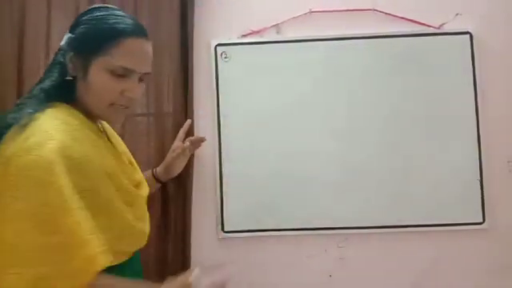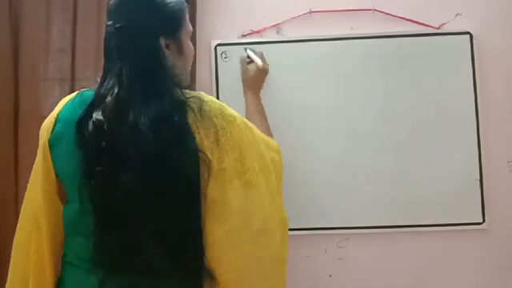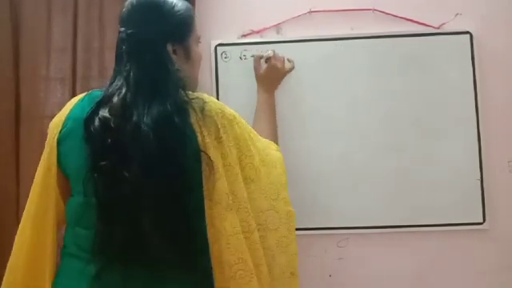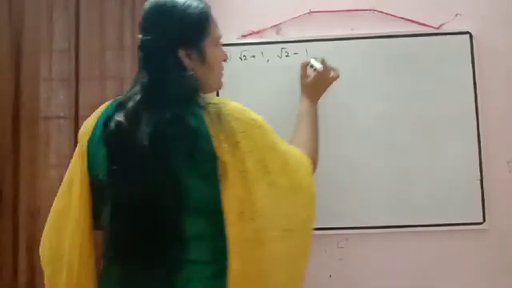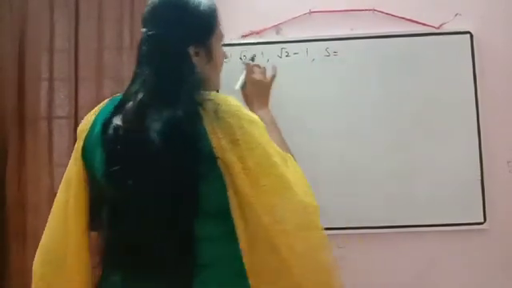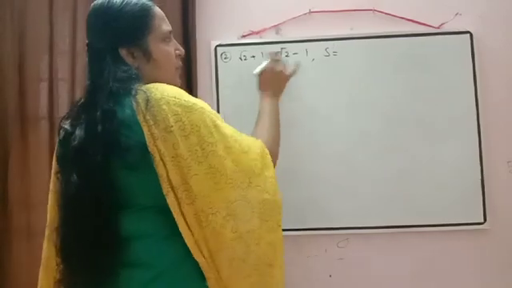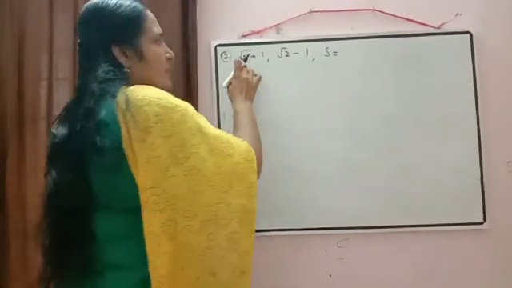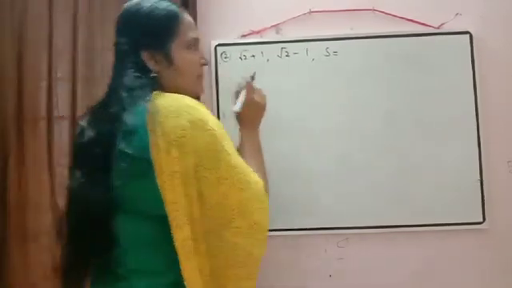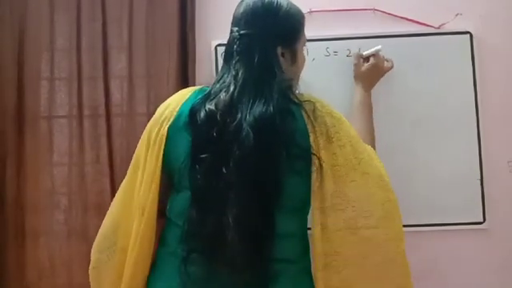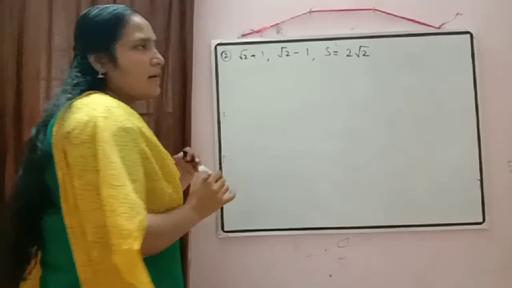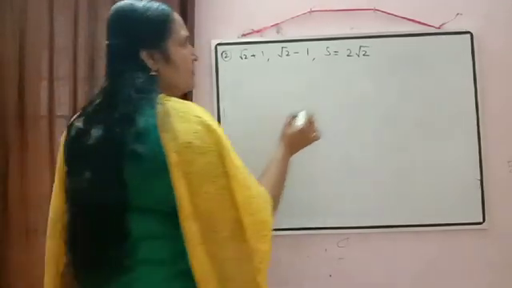Which method are you using? First method. Okay. The two zeros are root 2 plus 1 and root 2 minus 1. Just to find the sum, what will be the sum when we add these two? 1 and minus 1 will get cancelled. Root 2 plus root 2 will be, not root 4, but 2 root 2. So we got the sum is equal to 2 root 2.